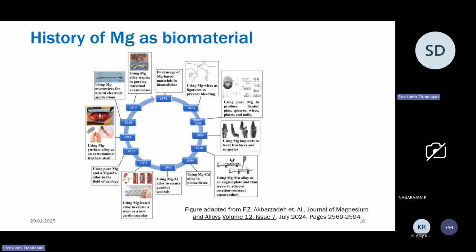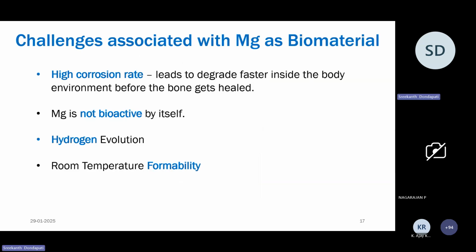And from there on, it is continuing still, with magnesium being used as an orthopedic implant material, as a biodegradable orthopedic implant material. And now, even though we have discussed that magnesium has a lot of advantages like biodegradability, low density, high strength to weight ratio, and a low modulus of elasticity close to the bone, even though all these properties are favorable, we do have challenges using magnesium as a biomaterial.